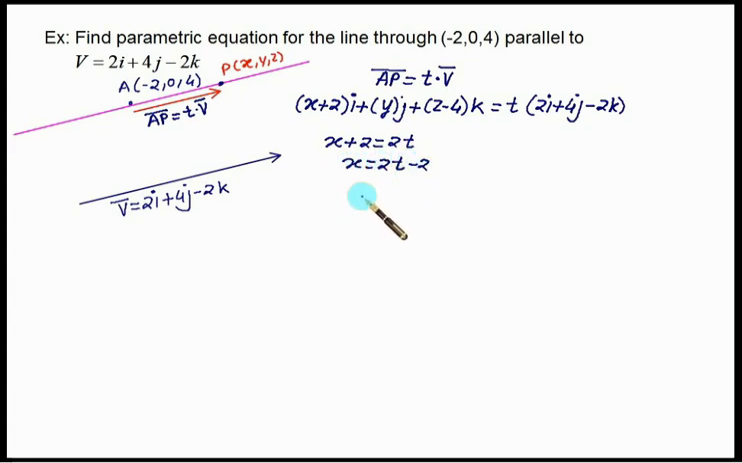Similarly, we can compare the coefficient of j. So we have y is equal to 4 times t. And now we'll compare the coefficient of k. So we get z minus 4 equal to minus 2t. So we can write z equal to 4 minus 2t.